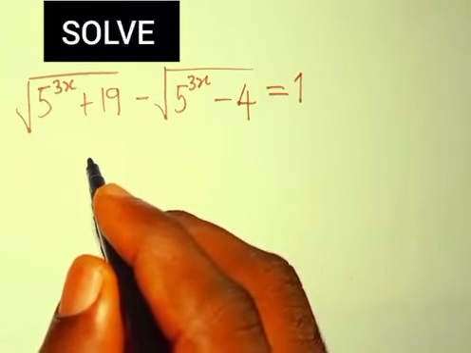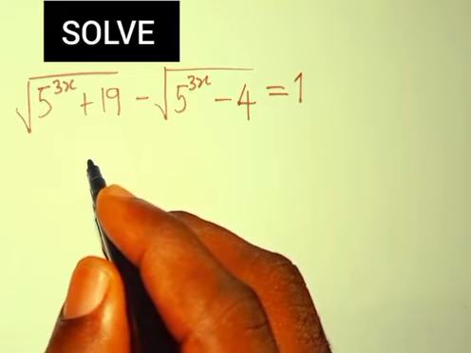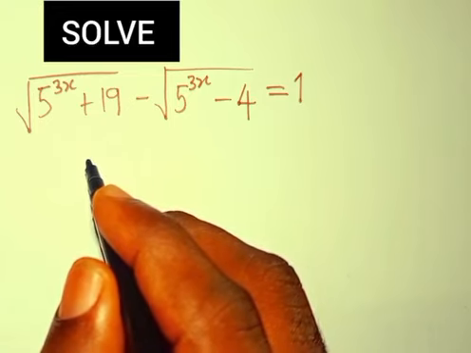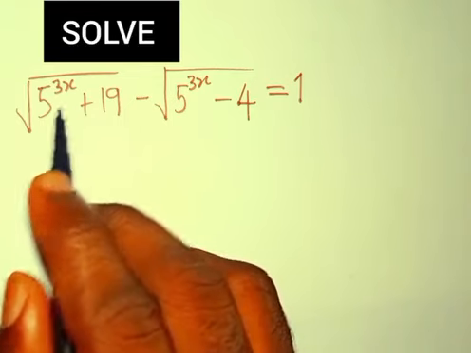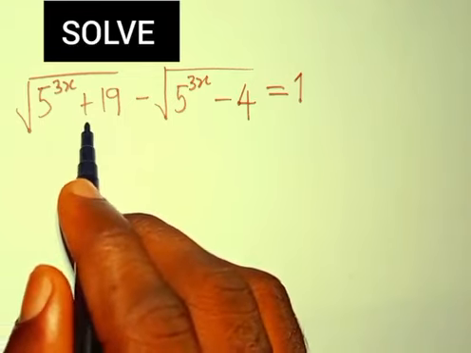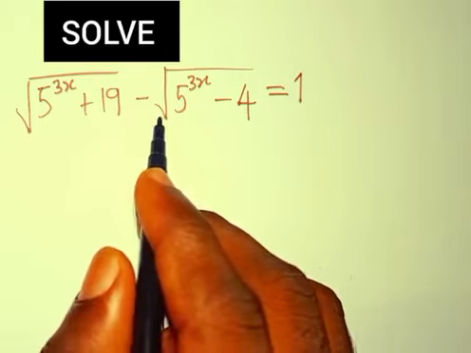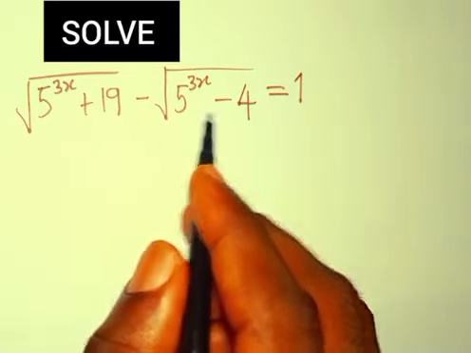In today's tutorial, we're going to be looking at this tricky problem. This is an exponential equation. You have to solve for the value of x: root of 5 to the power 3x plus 19, minus root of 5 to the power 3x minus 4 equals 1.